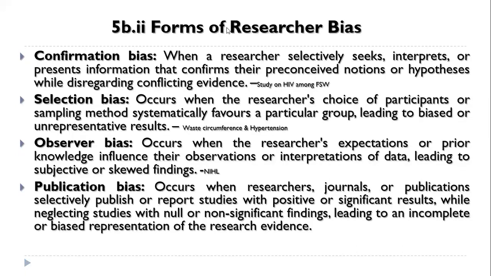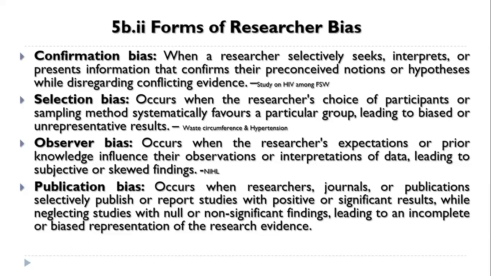The first one is confirmation bias. When a researcher selectively seeks, interprets, or presents information that confirms their preconceived notions or hypotheses while disregarding conflicting evidence. And this happens a lot when you're working with female sex workers, especially those that are HIV positive. As a researcher, you may be biased, thinking, oh, because these are female sex workers, their HIV history can be very damaging. Their HIV history, their health status, and all those kinds of bias may be in your mind, and you may be relating with them with that bias, and that may influence your study.